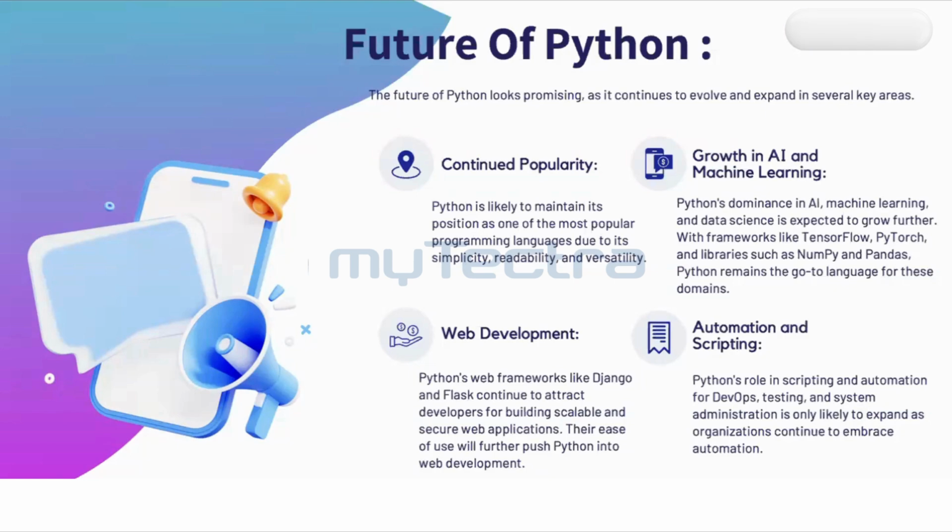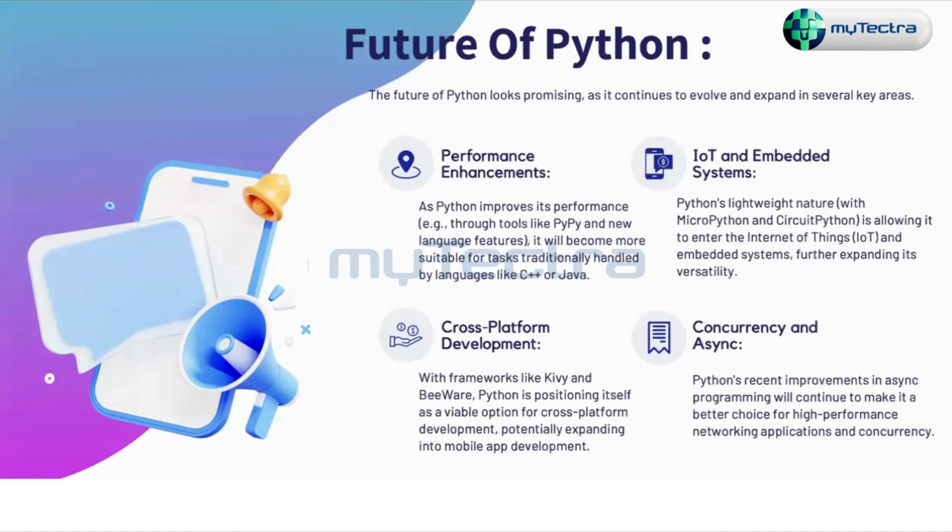So you guys have read this, right? These four points, future of Python. Cool. Let's read this again. Four points: performance enhancements, IoT and embedded systems, cross-platform development, concurrency and async. You can leave this IoT thing, that is not required. Even cross-platform development you can leave. These two points, just read it once. This is important. Let me know once completed. First, performance enhancement, and this concurrency and async.